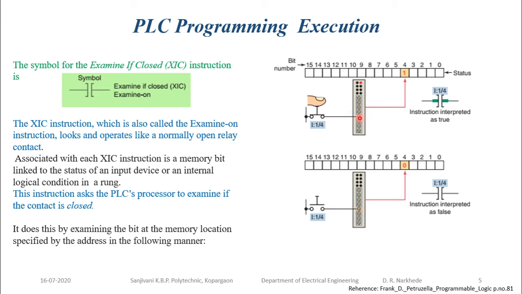Now when this input device is pressed, its value becomes 1. So the input image table bit related to input 4 is going to be updated as 1. So this instruction is interpreted as true. The green color on both sides says that this particular input device, this symbol for the XIC, is now energized.